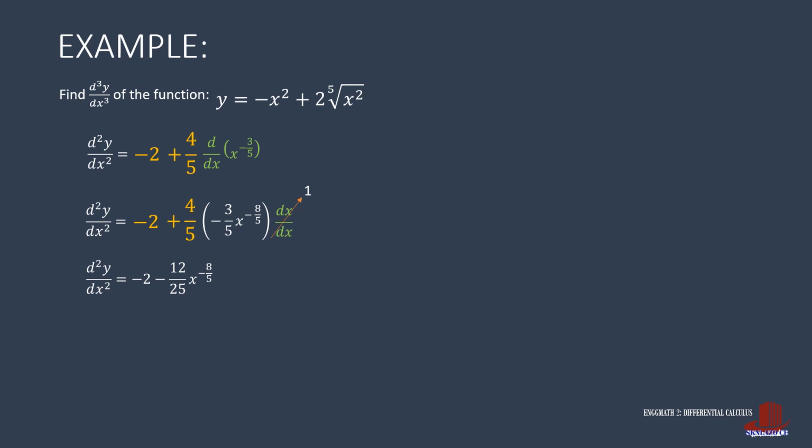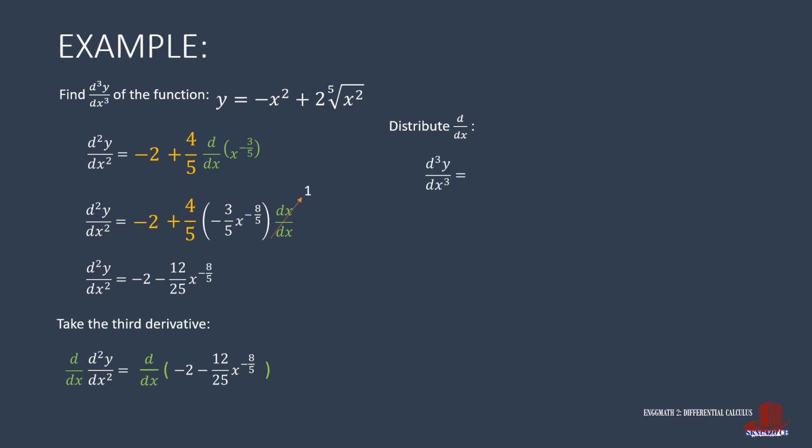Without any d's found, we already have the second derivative. So off we solve for the third derivative, and that is by differentiating the second derivative. We distribute d over dx among the two terms. Y triple prime then has the derivative of negative 2 minus d over dx of 12/25 of x raised to negative 8/5. The first term is just a pure constant, where its derivative is taken as 0. Next is to place the constants before the d's.